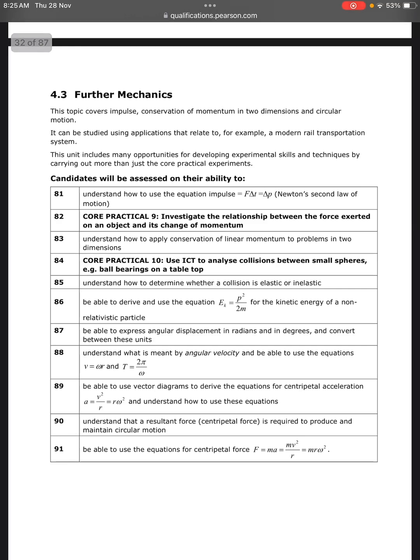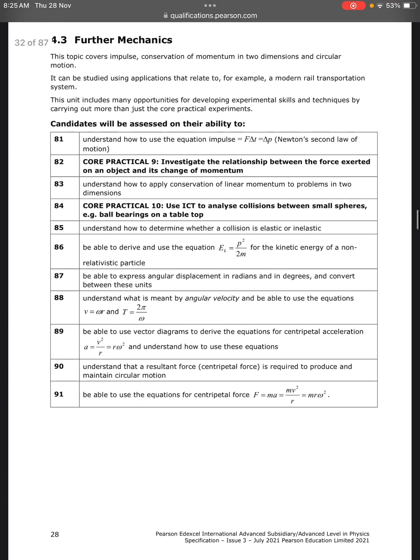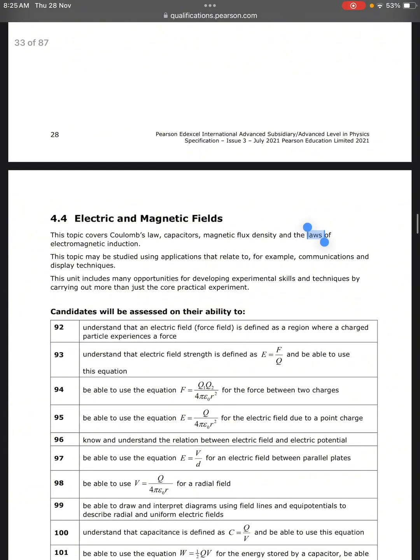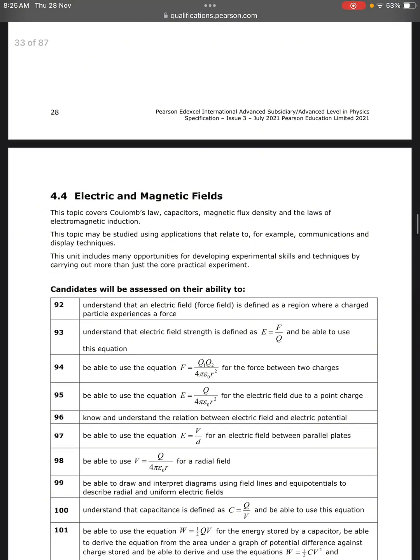And then they give a brief description of all the topics that students need to know. So, for example, 4.1, candidates will be assessed on their ability to understand how to use the equation of impulse, F times delta t is delta p, which is also Newton's second law of motion. They list all the core practicals. So for example, core practical 9: investigate the relationship between the force exerted on an object and its change in momentum, etc.